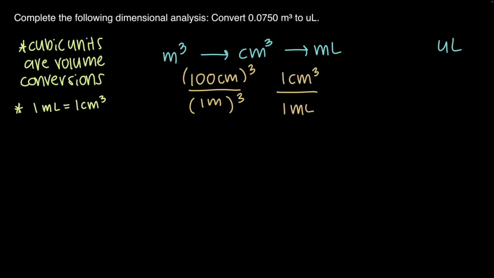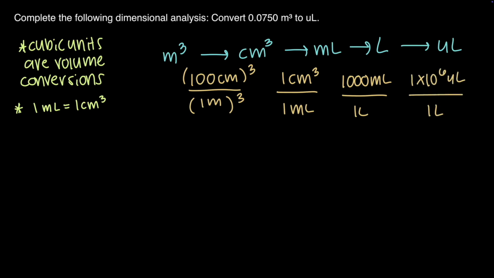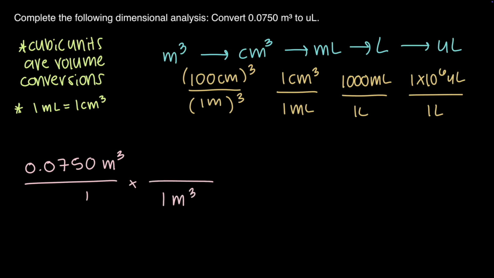Milliliters to microliters will be a prefix to prefix conversion where we convert to the base unit liters in between. There are 1,000 milliliters in 1 liter and 1 times 10 to the 6 microliters in 1 liter. Setting up all units to cancel, we start with 0.0750 cubic meters over 1. In the next fraction, 1 cubic meter goes on the bottom and 100 cubed centimeters cubed on the top.